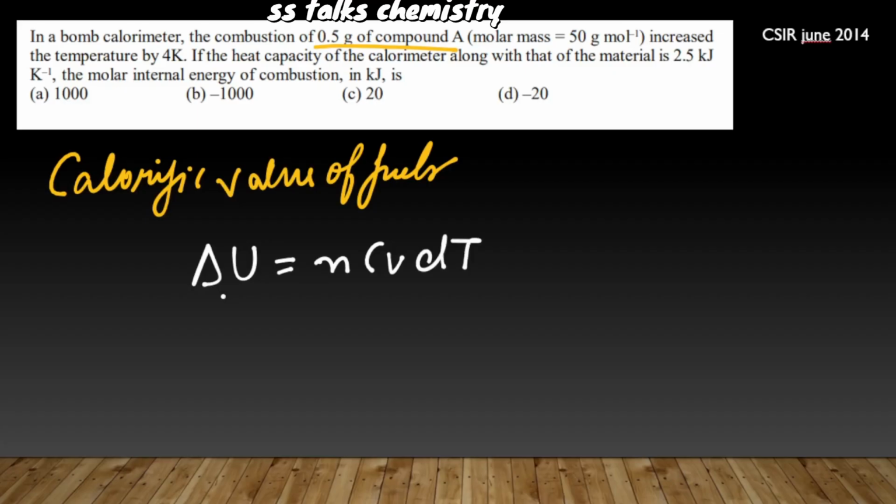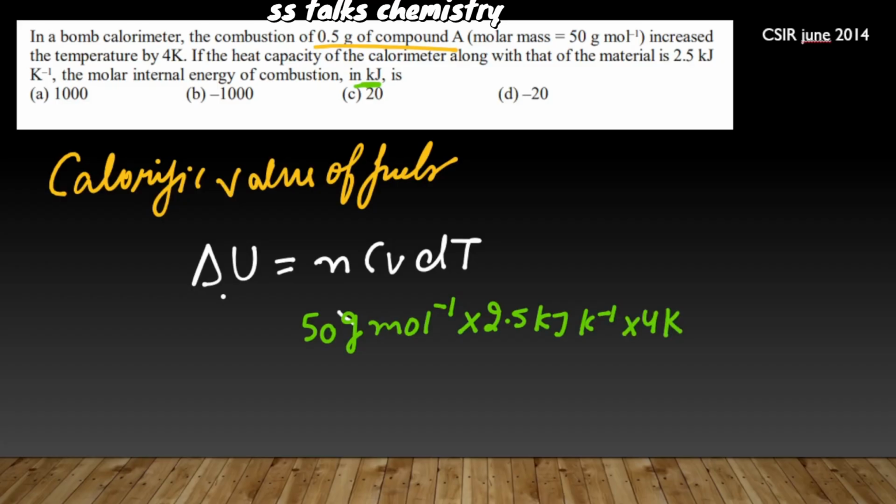Here, in terms of n, you have to keep in mind the units you are asked to find are in kilojoules. If I take the n value like this, I'll be getting the answer in joules per mole values, that is per mole. So to get it in joules per mole, you take 50 grams per mole into the CV value, which is 2.5 kilojoules per Kelvin, into the temperature change of 4 Kelvin.